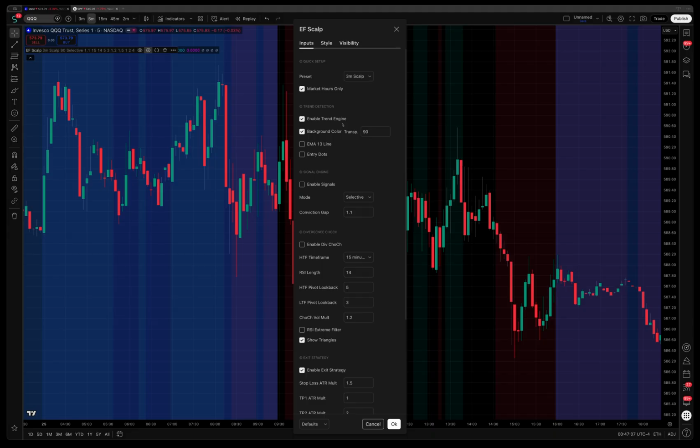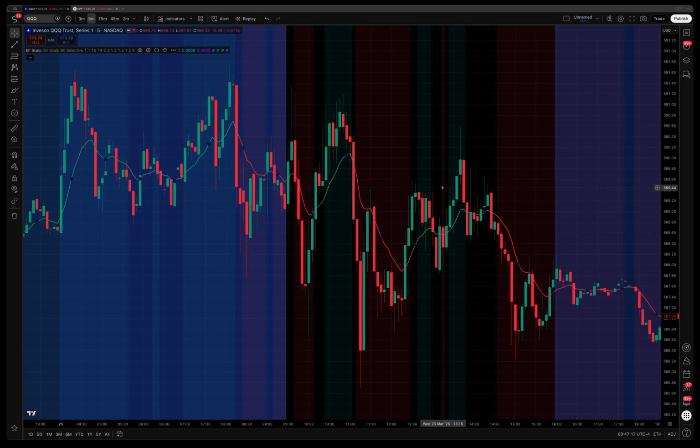The next thing I use every day, a very basic indicator in trading, is EMA 13. In the EMA 13 line here, you guys see two colors: EMA green and EMA red. Green means bullish trend, and red means bearish trend.